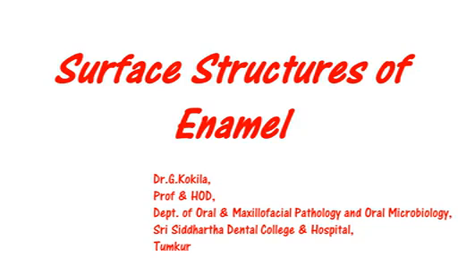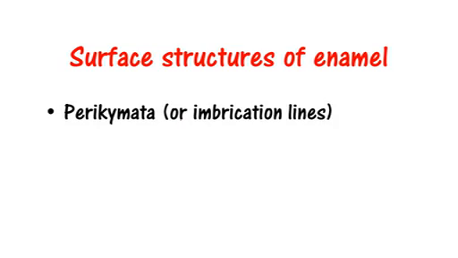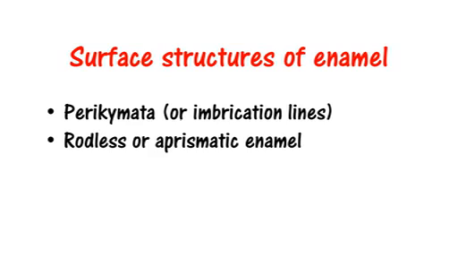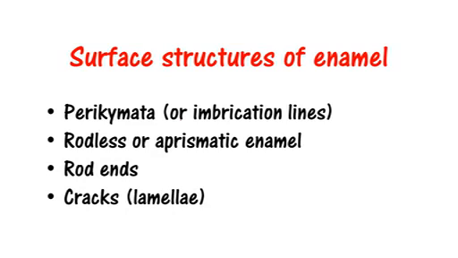Enamel is the hardest structure of the tooth. The surface of enamel is characterized by several formations known as surface structures of enamel. There are several surface structures of enamel, that is perikymata or imbrication lines, rodless or aprismatic enamel, rod ends, and cracks, which are the surface manifestations of enamel lamellae.